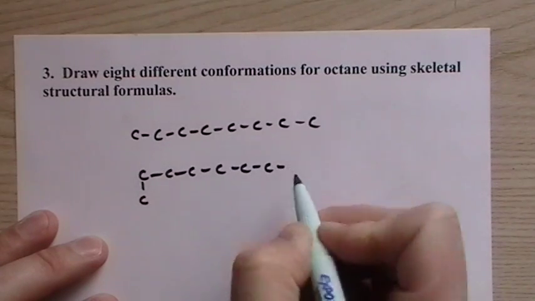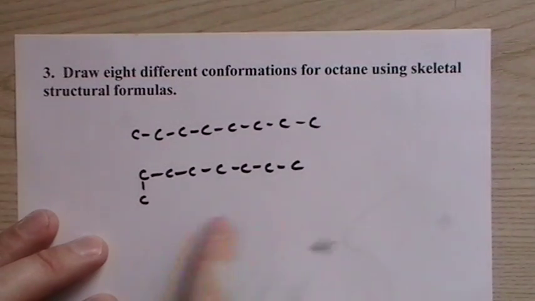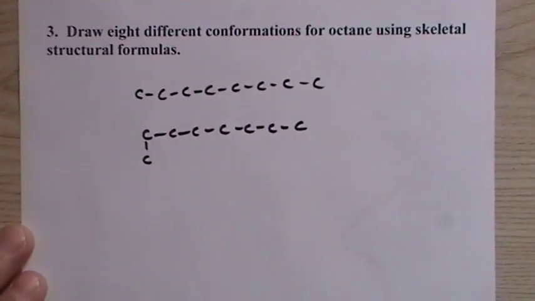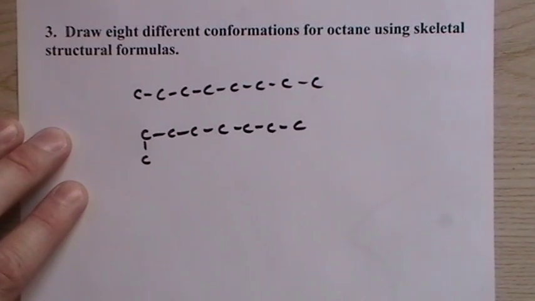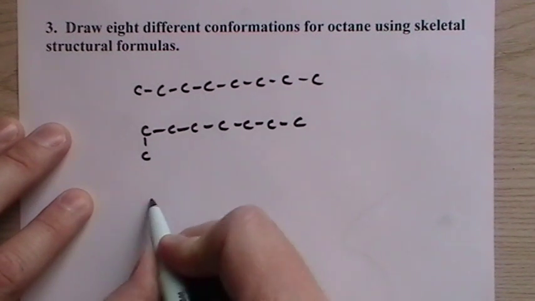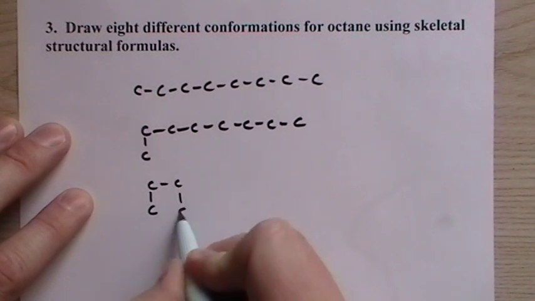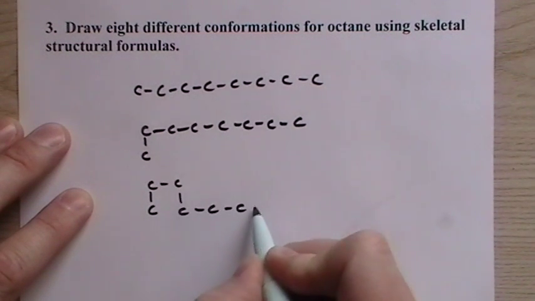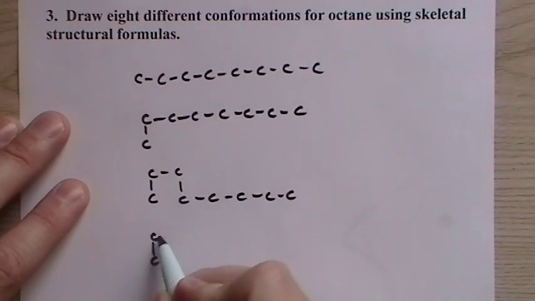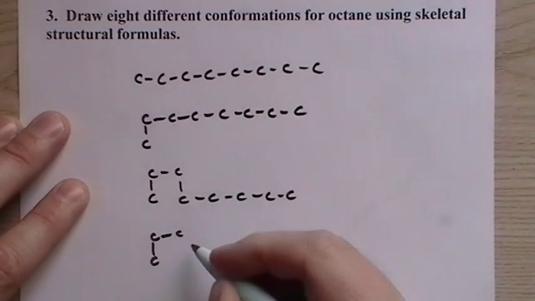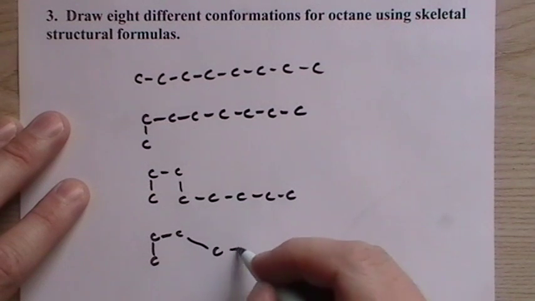And I said I wanted you to use skeletal because imagine even condensed forms for octane would be a kind of a monster. I wanted you to use the skeletal structures just so you can see how they're used, and also save us some time. And then it's just a matter of bending them any way you want, as long as they're different than the ones that came before. So this is pretty easy. This one would be considered different.